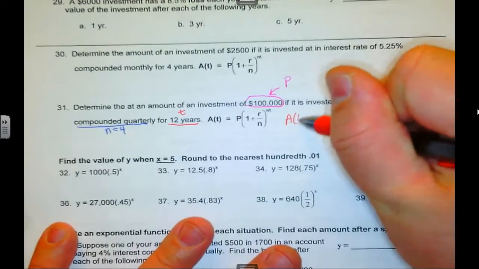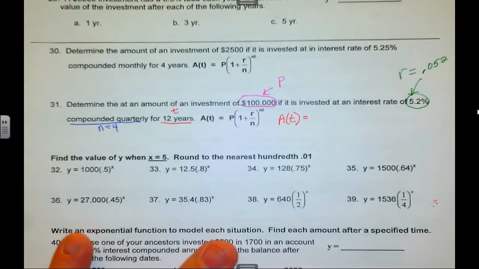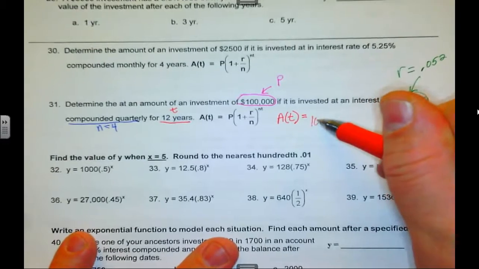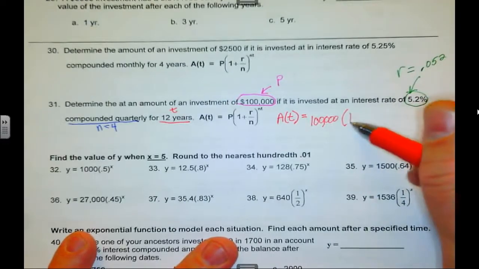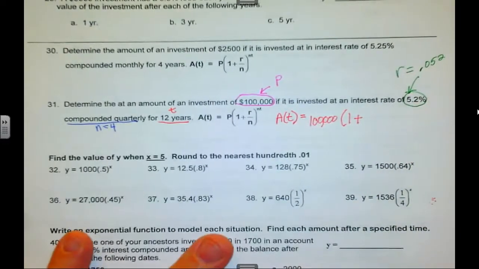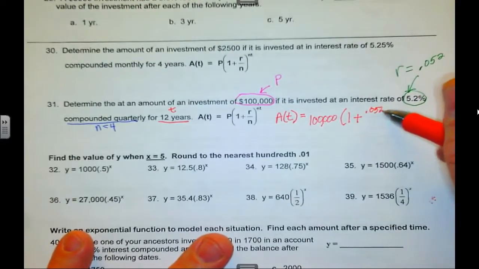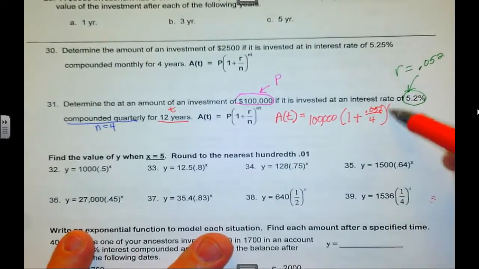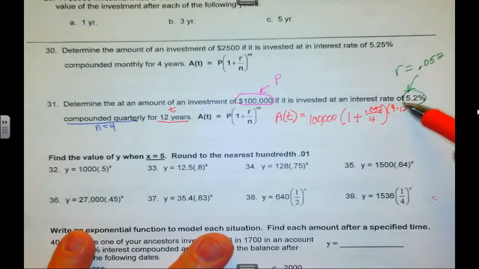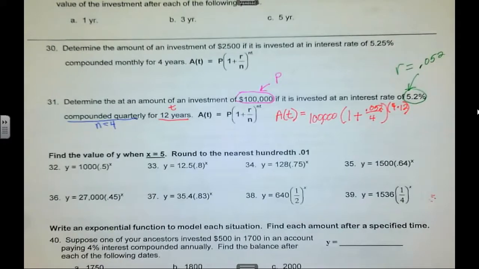A of T, oh, there's that function notation. That's okay. We can deal with that. My P, 100,000, 1 plus my interest rate, 0.052 over 4. Good. Raised to the 4 times 12, right? All right. Be careful putting this into your calculators.